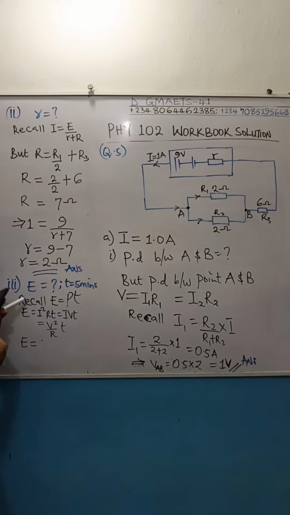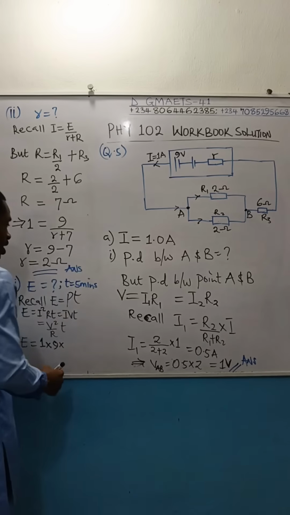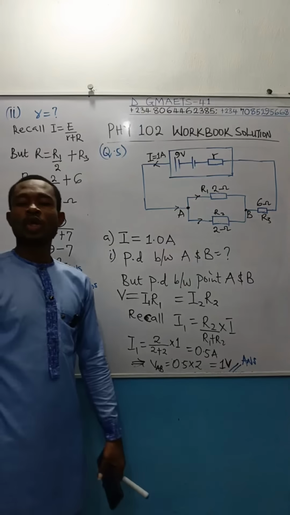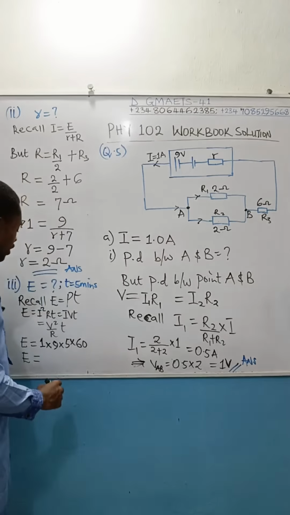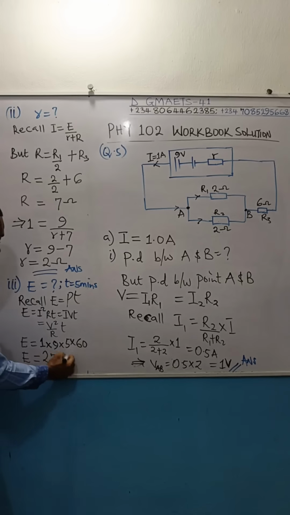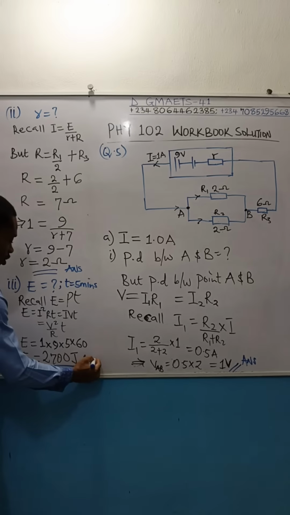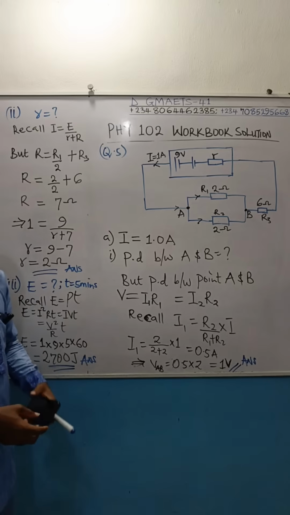I is 1 ampere. Multiply it by voltage. The voltage is 9, which is the EMF. And then multiply it by the time. The time is 5 minutes, and you multiply that 5 by 60 to convert to seconds. So if I multiply this, what am I going to get? 5 times 60 is 300. 300 times 9 is 2700. Multiply by 1, you still get 2700. The unit will be in joules. So we have calculated the energy dissipated in the circuit.